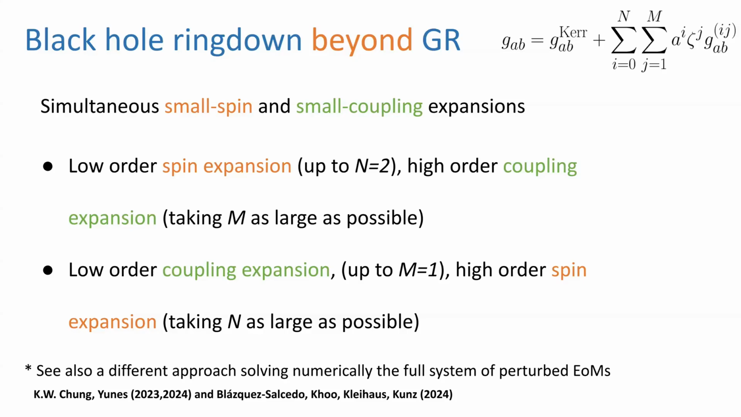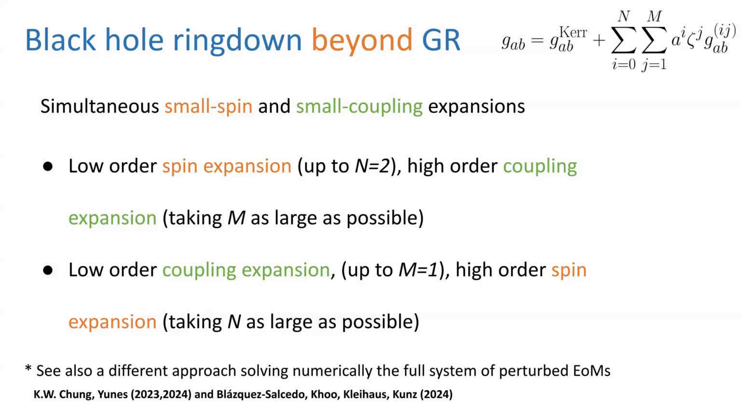So usually what has been done in the literature is keeping N up to 2, so expansion in the spin up to quadratic order, and taking M as large as possible. Or the other approach is the opposite: take a lower order in the coupling expansion, and then take as high as possible for the spin expansion. Doing high orders in both directions is so far not possible because of computational difficulties, so the studies available now are limited.